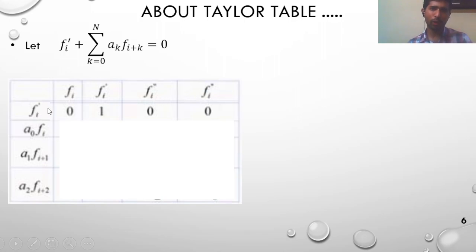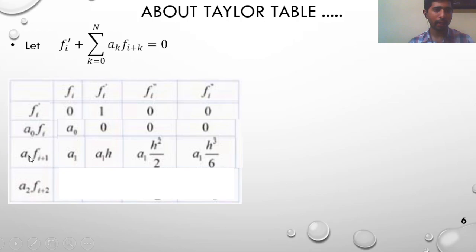Now you have to just go on writing the Taylor series. Now f_i dash will be equal to nothing but f_i dash, so 1: 0 1 0 0. Now if you go for f_i, it will be nothing but again f_i, so 1 0 0 0. Something like this, multiplied by a naught because you have a naught here. Now f_{i+1}: how do you write f_{i+1}? If you are expanding the Taylor series, you get f_i plus h into f dash of i. So here it will be 1, and here it will be h, and then again multiply it by a1, and so on. That is how you write it down. I hope this is understood. Similarly you write the Taylor series expansion for f_{i+2}.